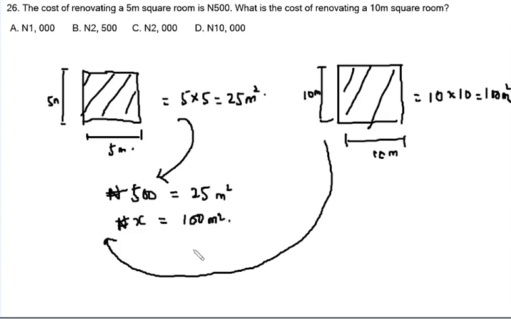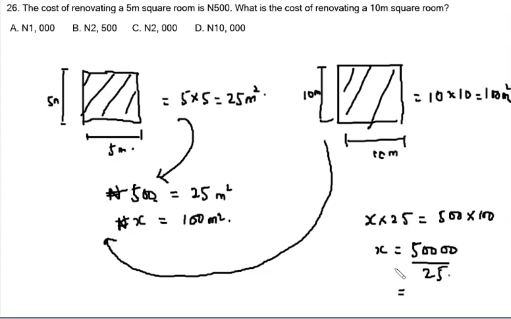So if you cross multiply here, you should get x times 25 is equal to 500 times 100. So we have x is equal to 500 times 100, which is 50,000, divided by 25. 50,000 divided by 25 is 2,000.